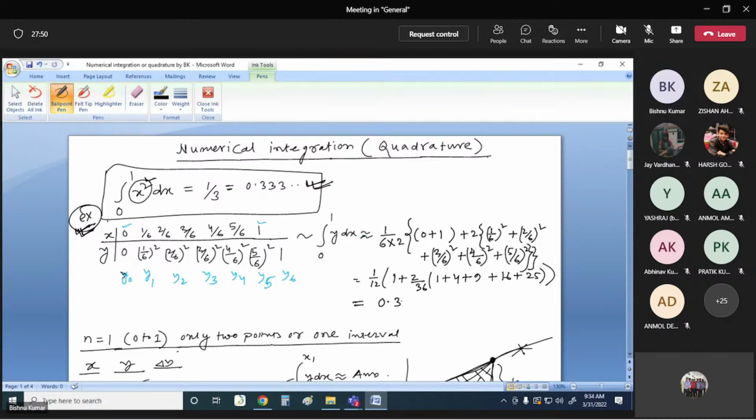0.3 or something different you are getting? Yes, sir, 0.3379 something. Okay, so you are not getting exactly 0.3333. You are getting a little bit of difference. So that is why this is the approximate numerical integration value.